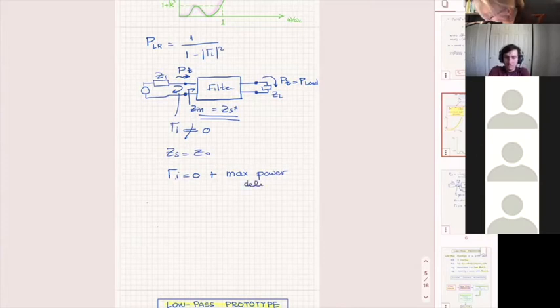You mean the gamma input equals 0 plus that thing, like both the gamma equals 0 and maximum power delivered? Plus, what did I say plus? Plus means both happen at the same time. Okay.